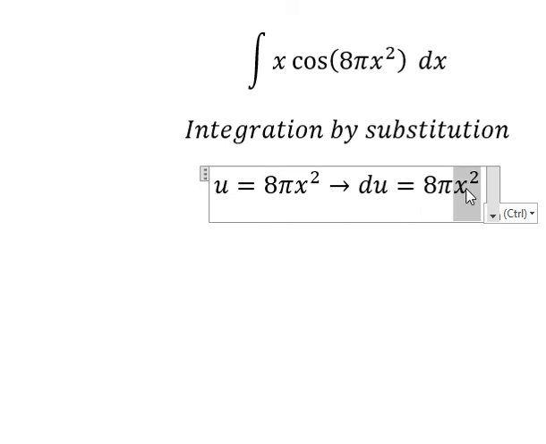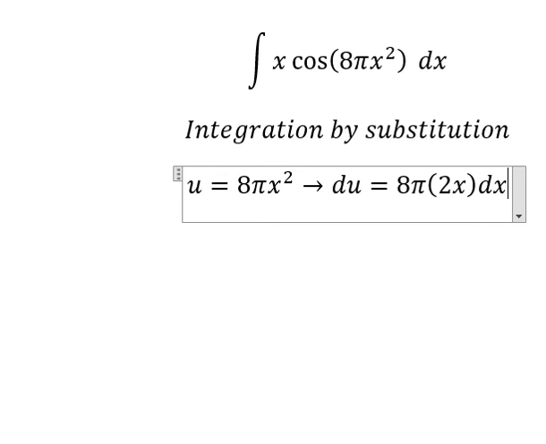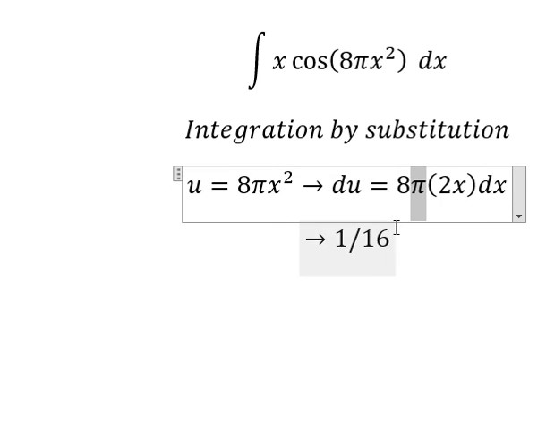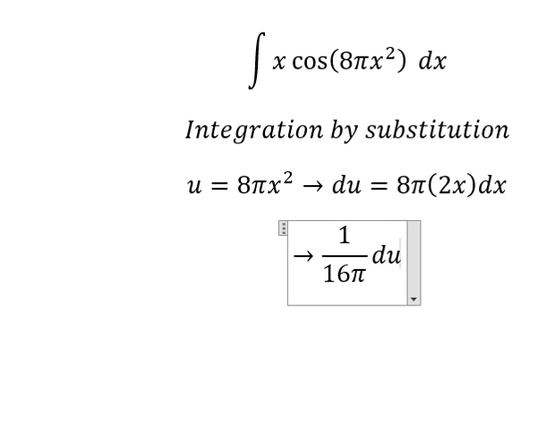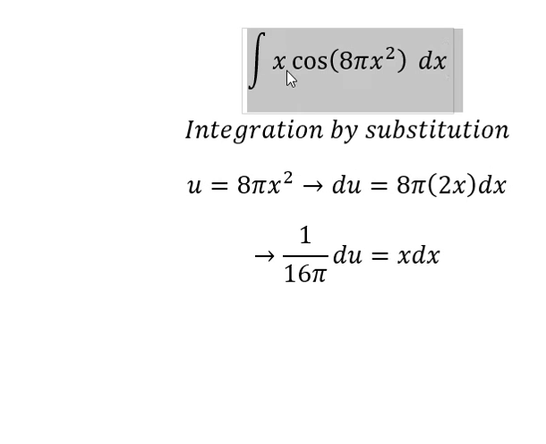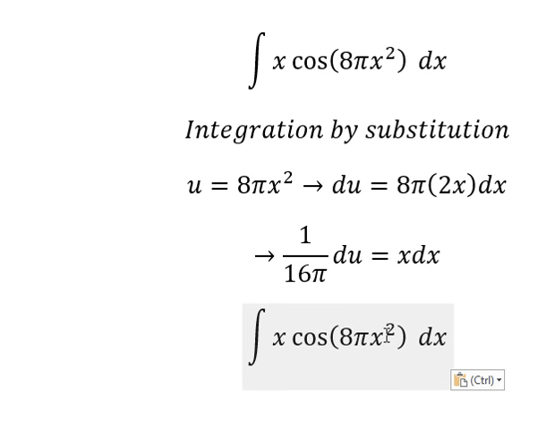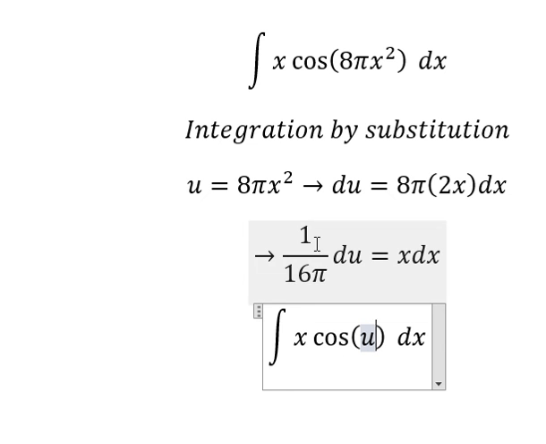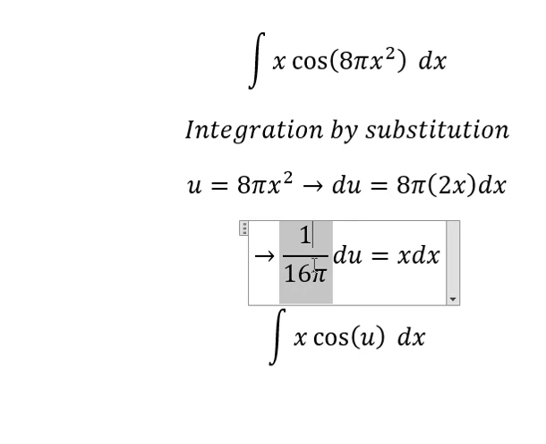So this one we have 2x dx, because we don't have 8b and number 2. So we divide both sides by 2 for both sides. So this one we change by u. And dx we change by this one.